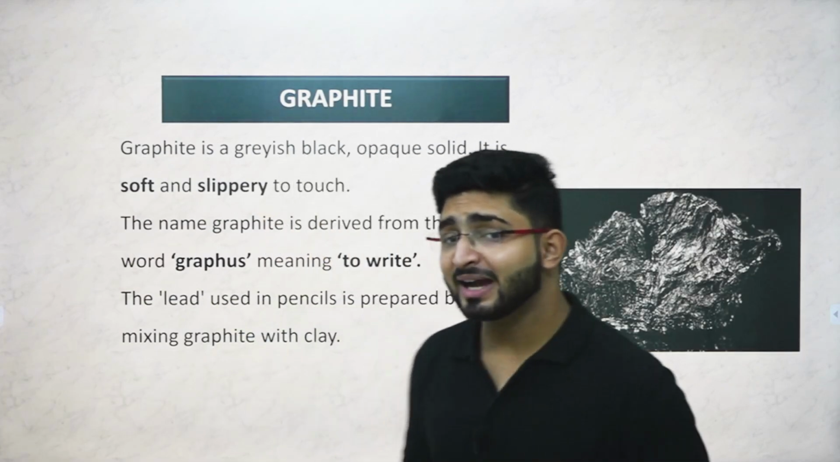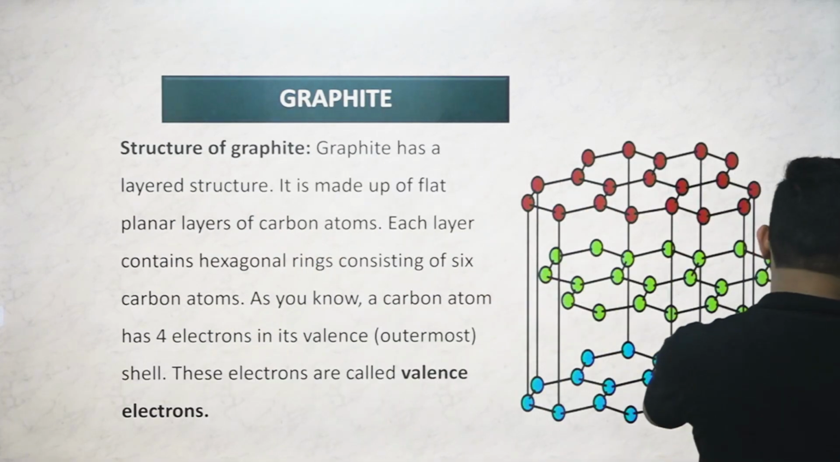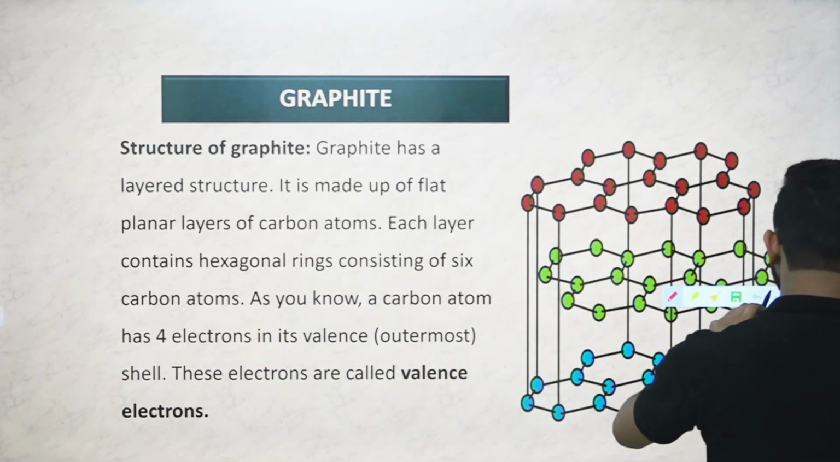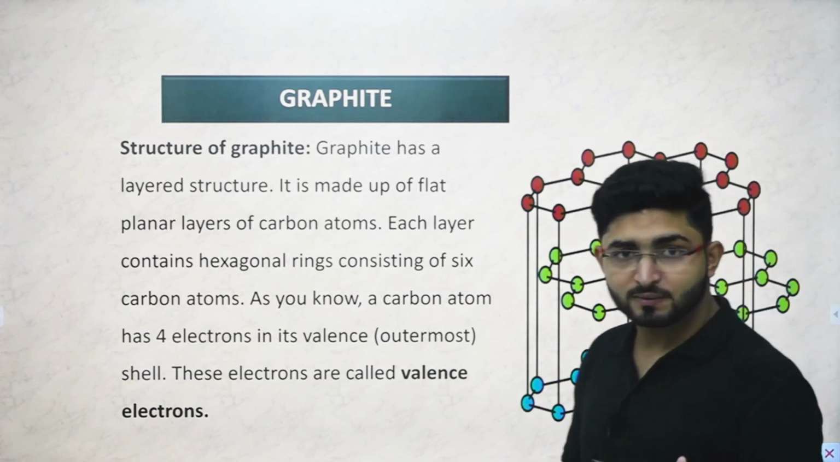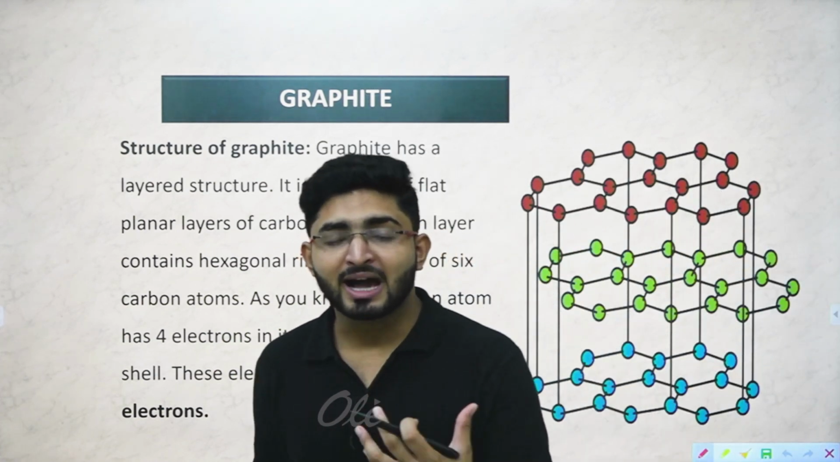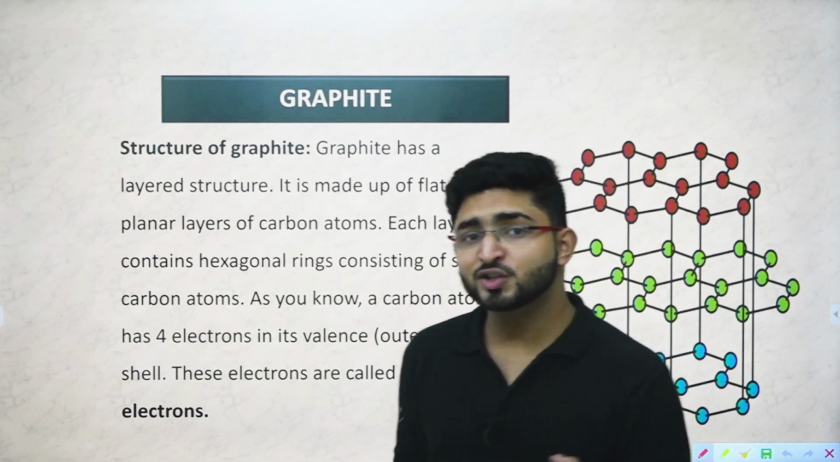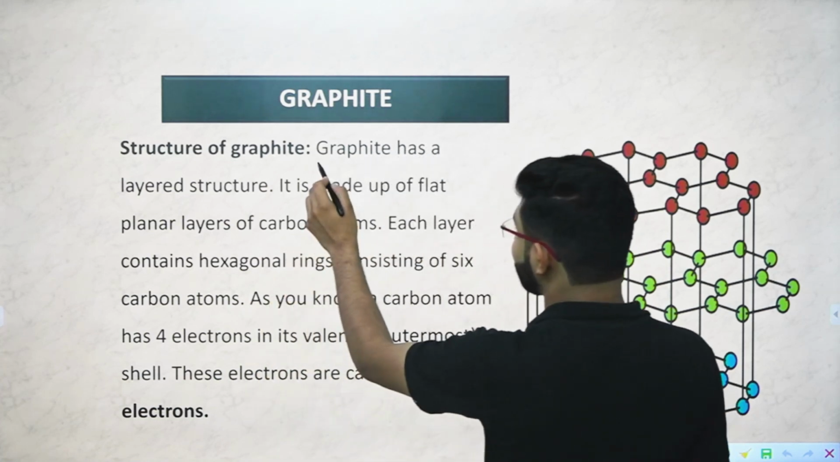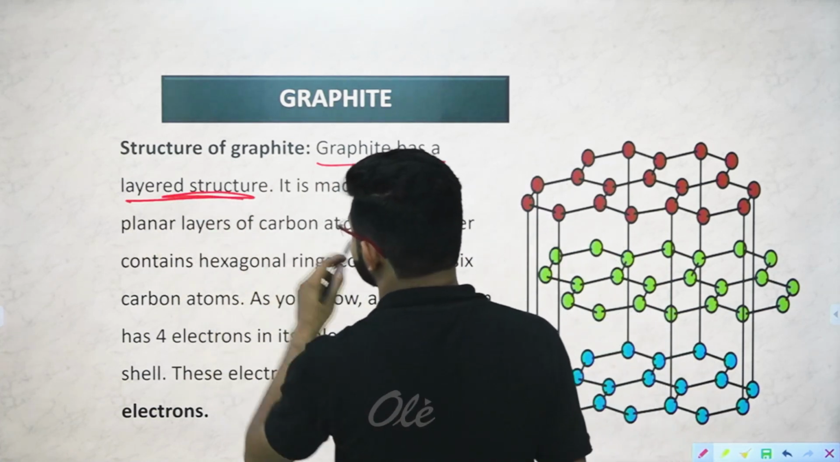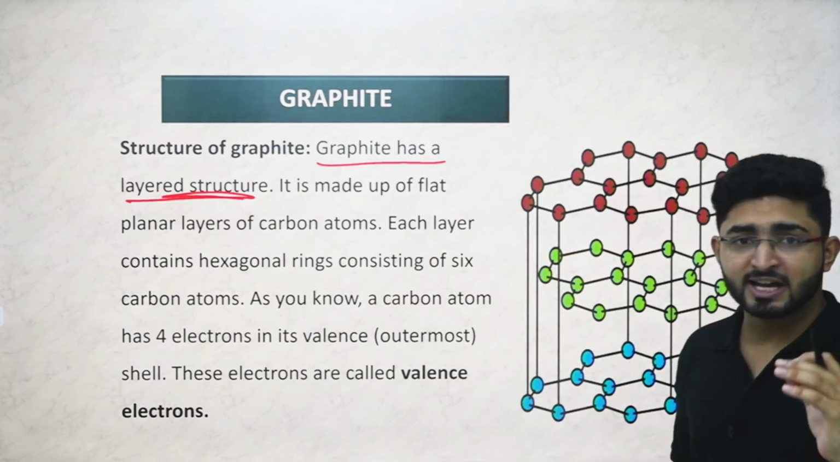Now the next topic that we are going to study is the structure of graphite. We are going to study what the structure of graphite is, where the carbon atoms are located and in which form. Okay, structure of graphite. Graphite has a layered structure. Always remember that graphite has a layered structure.